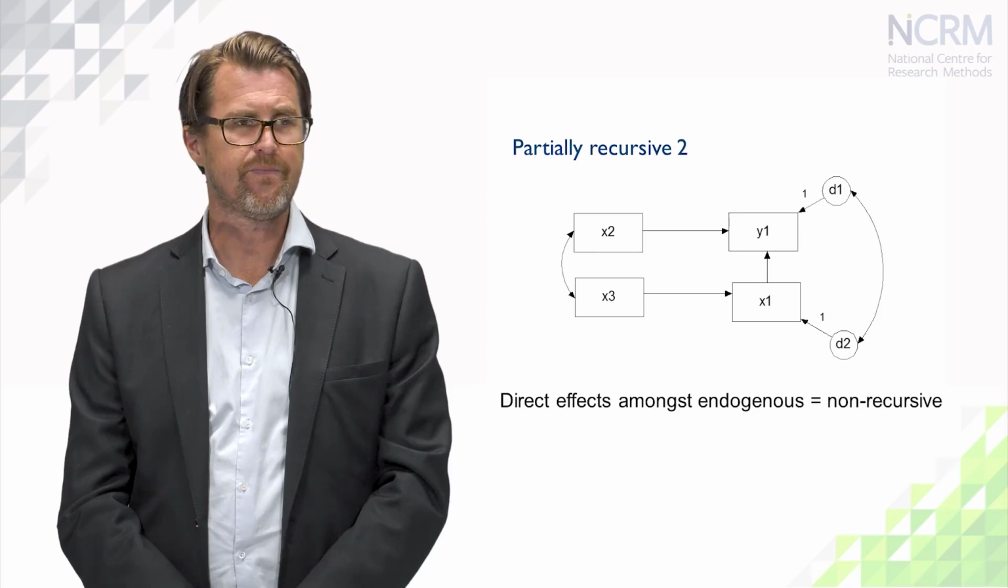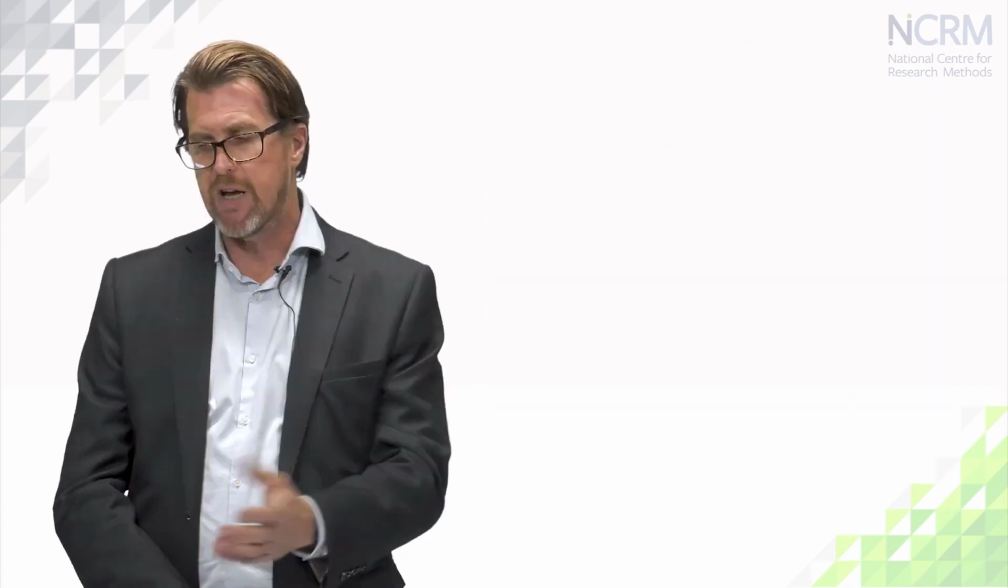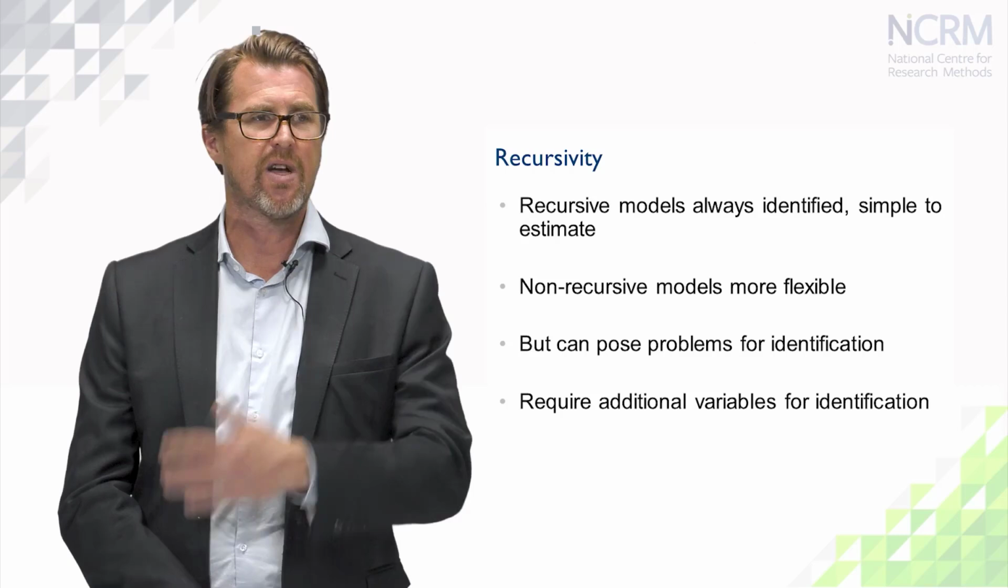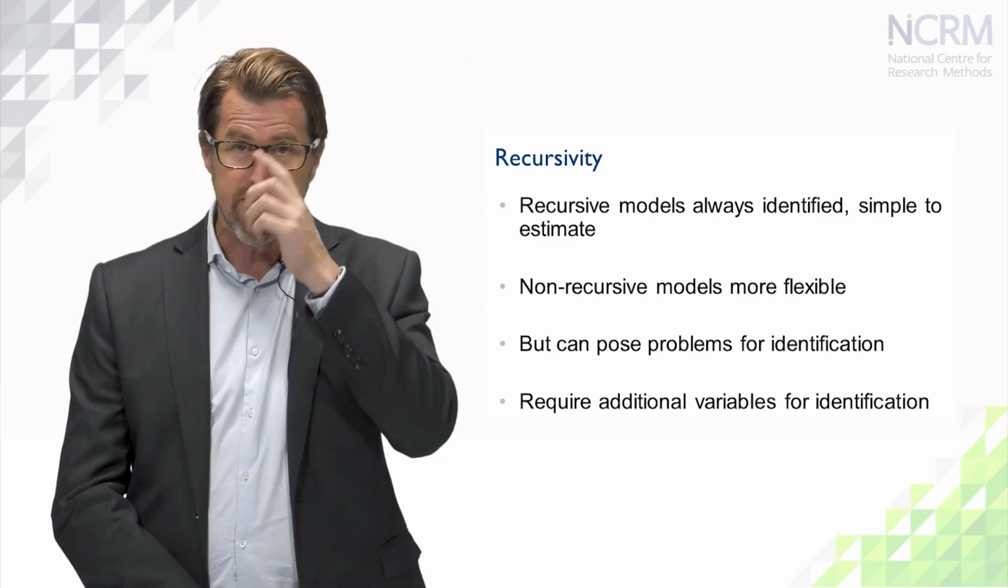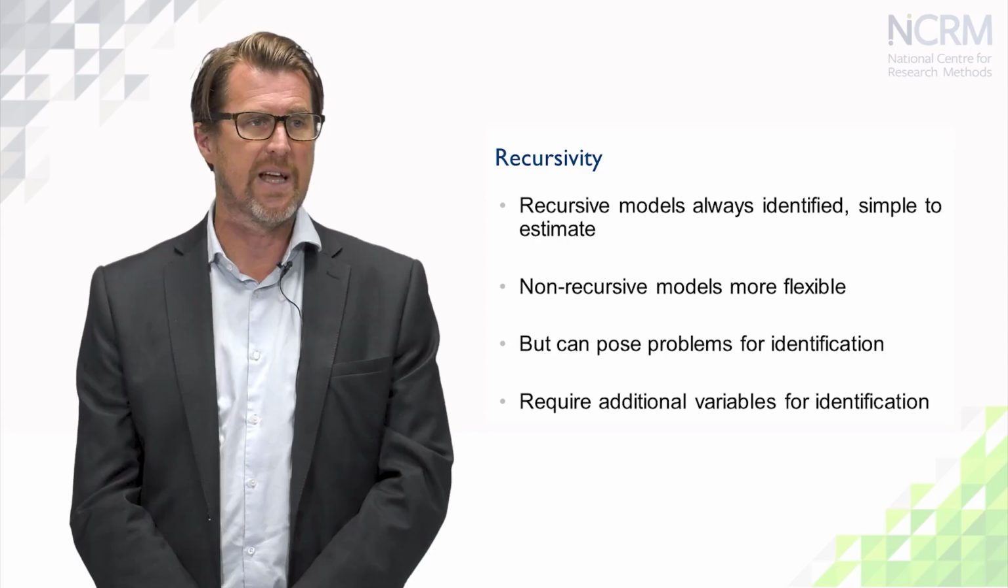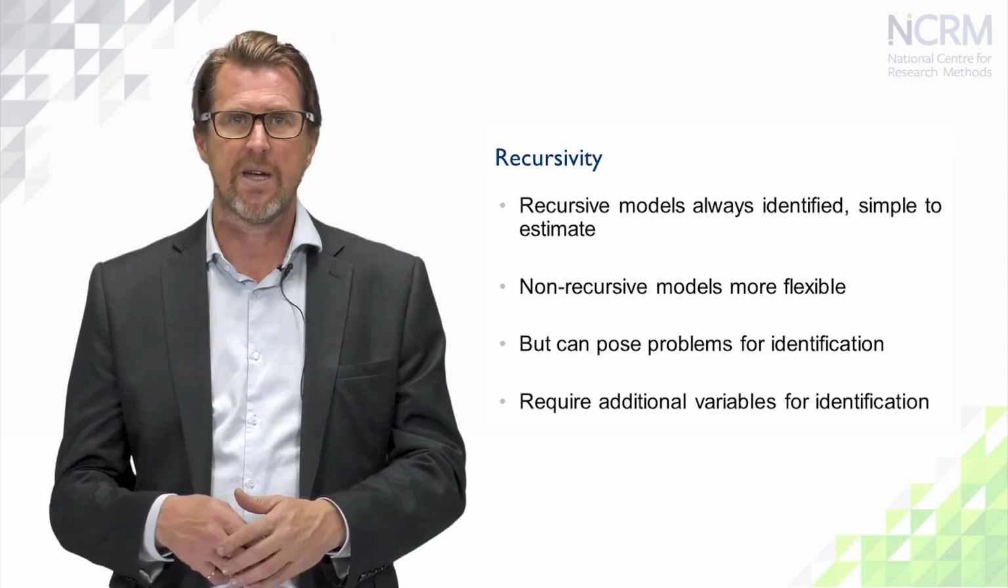Now, I said that recursive versus non-recursive model status is important for identification, but that's not terribly interesting from a sort of analytical perspective. Recursivity is also important, really, because a recursive model is always identified and it's simple to estimate. We can estimate recursive models using a set of OLS models. But that simplicity is also rather restrictive. It means that we can't estimate the more complex kinds of models that we would often want to.